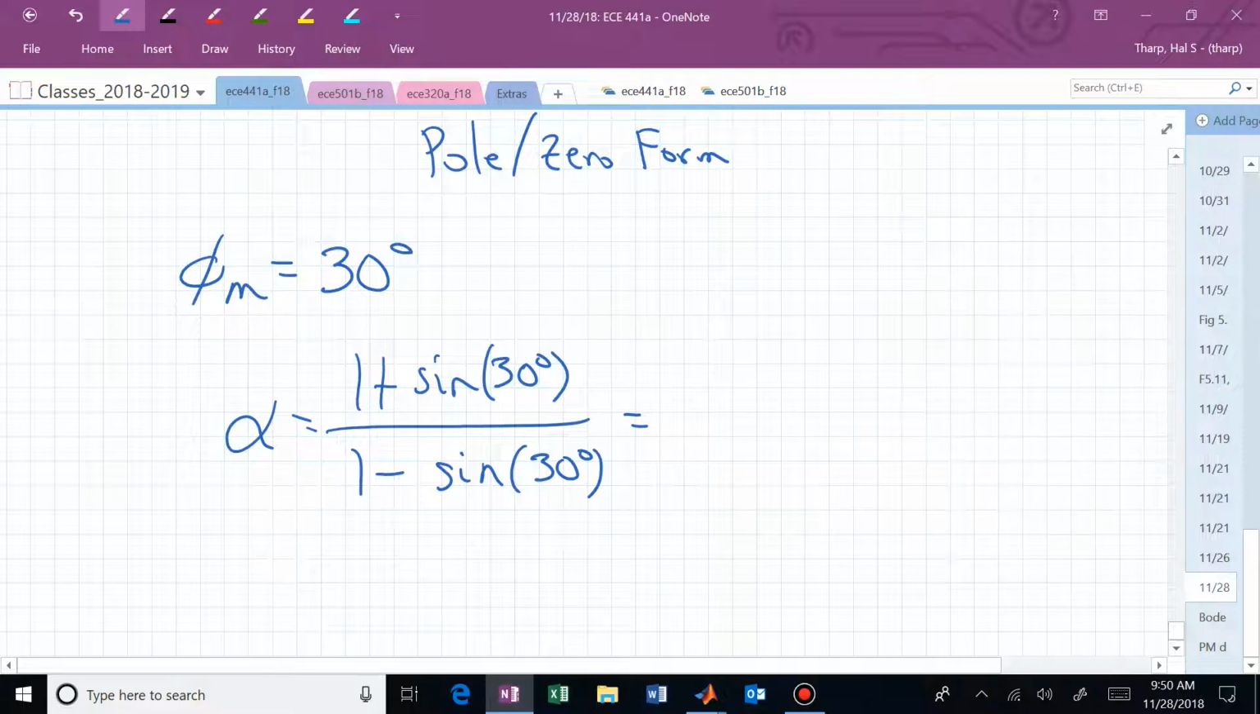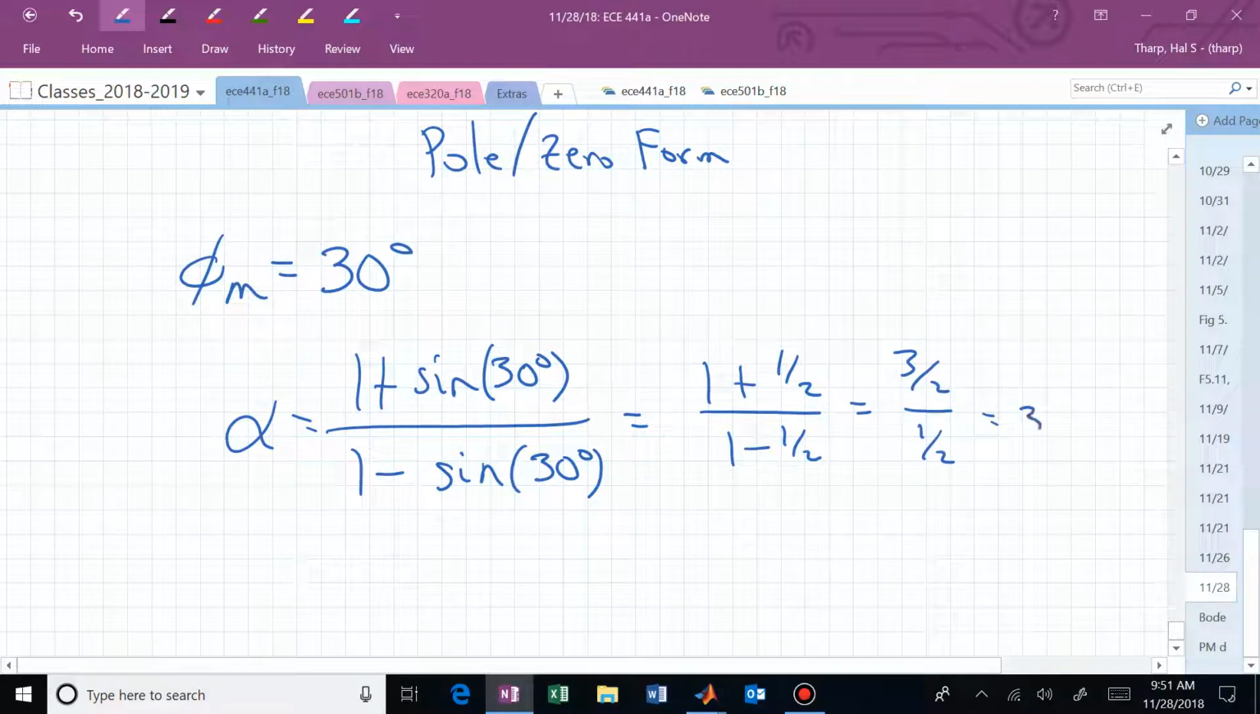And if I could calculate that, oh, you guys remember sine of 30? Duh. Oh well, like I said, I didn't have my coffee. So now I have 3 halves divided by a half. Or I have a separation of 3.